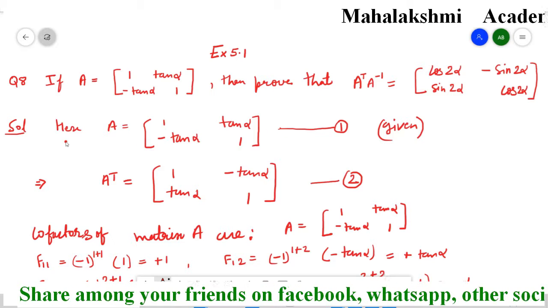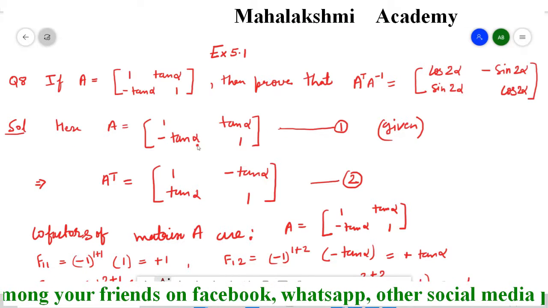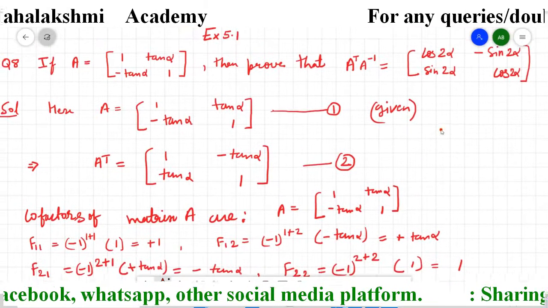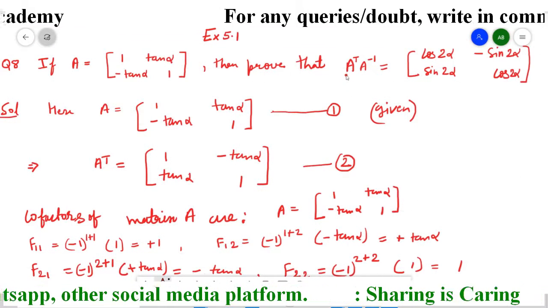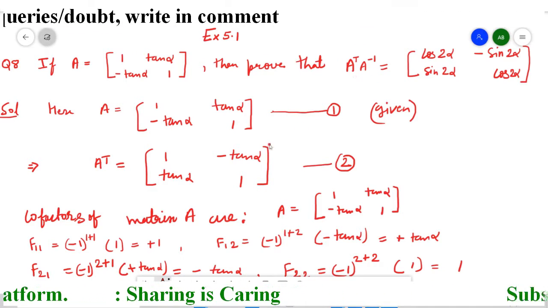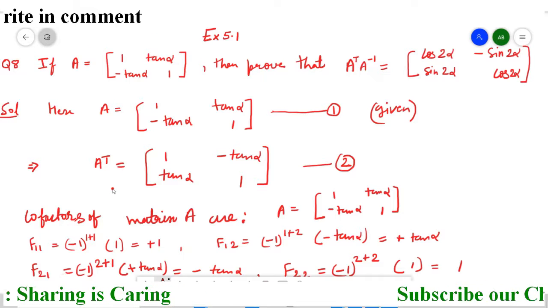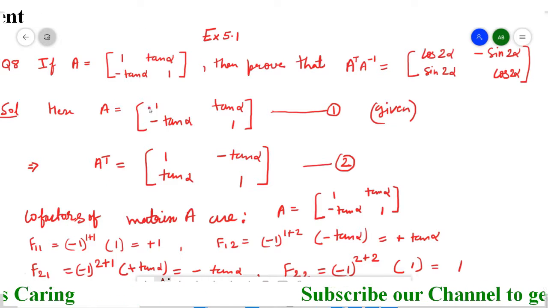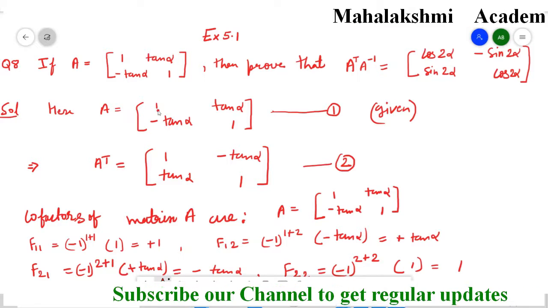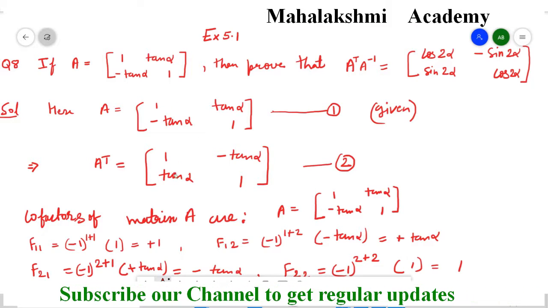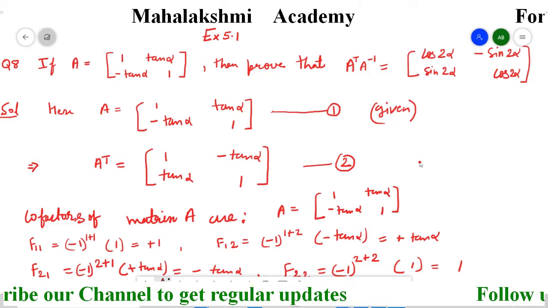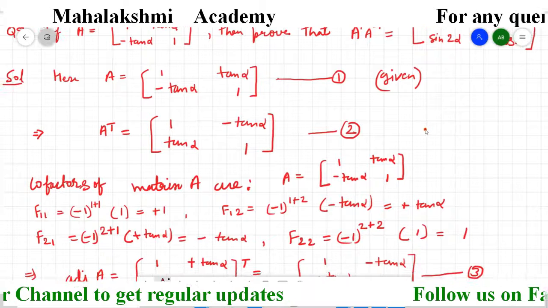Now for it, first I wrote here the given matrix and I assume this as equation 1. And because we have to find the A transpose and A inverse product, first I calculated the A transpose. To calculate the A transpose, the first row of matrix A you just write as the first column, and the second row you write as the second column. That is our A transpose. So A transpose we got.